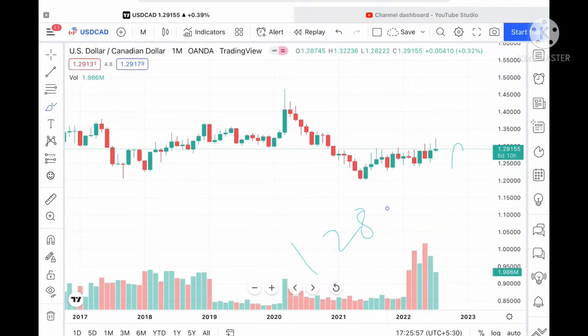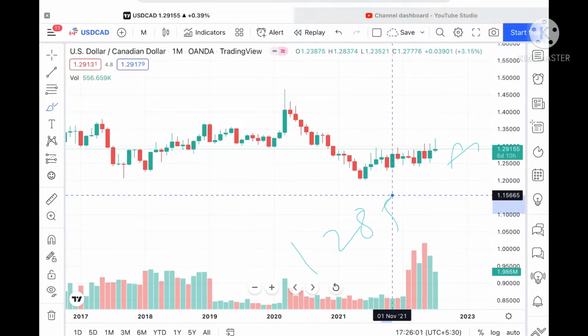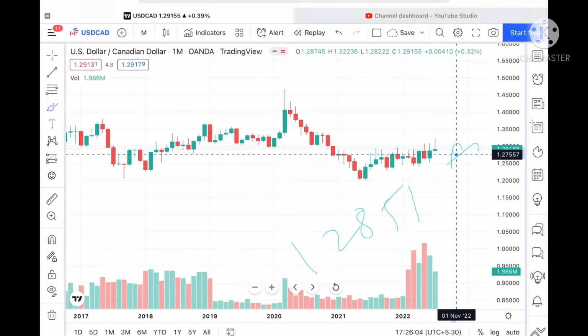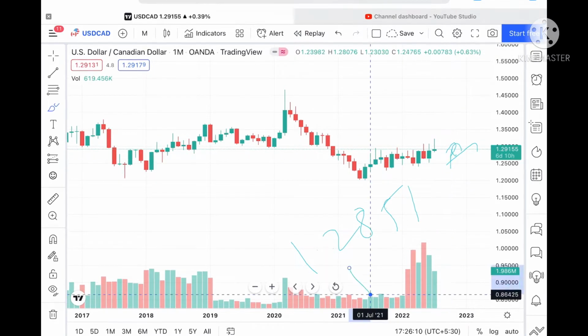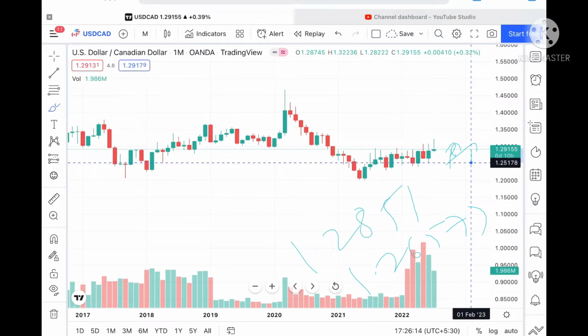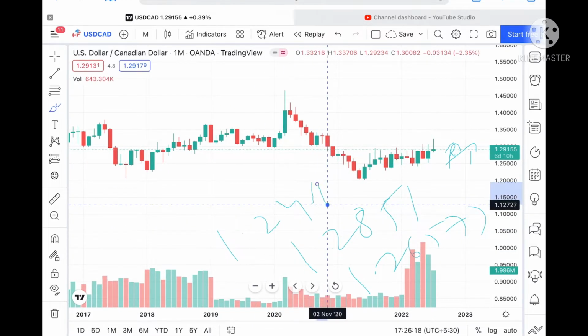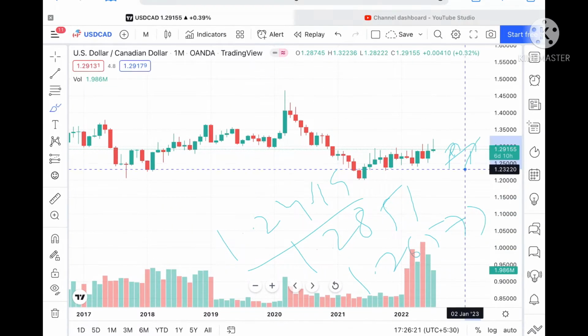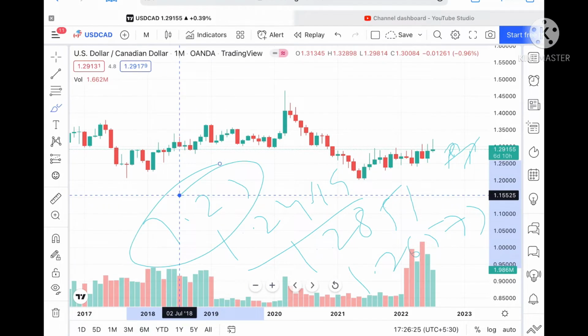Now suppose this level doesn't sustain, then it can go to a level of 1.28676, and from there to a level of 1.2851. Suppose that level also goes downside, then we can see a level of 1.27976, and from there it can move further down to a level of 1.26577, and if this level goes downside, then a level of 1.24619, and from there it can move further low towards a level of 1.23, and then further down.